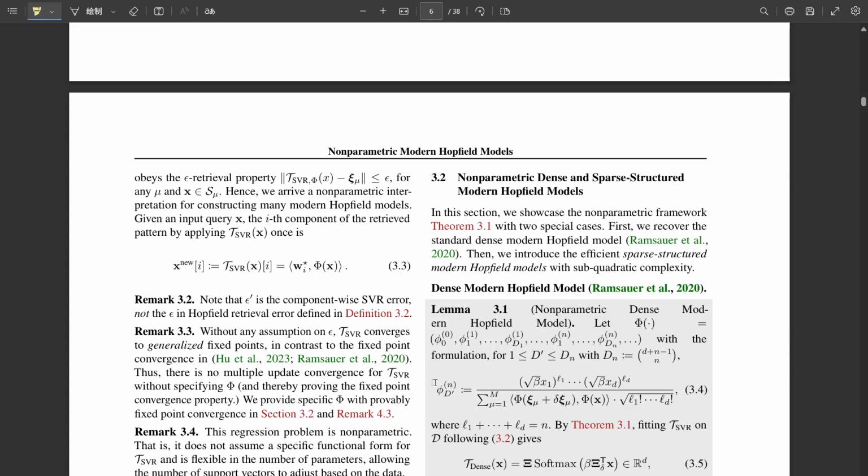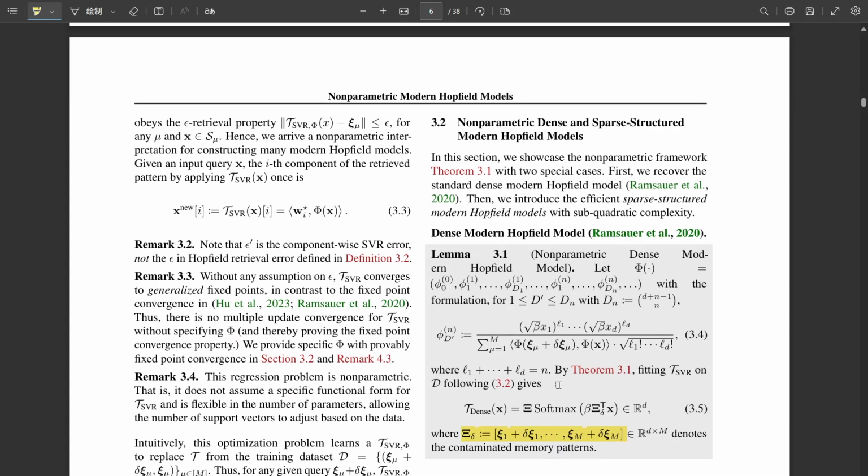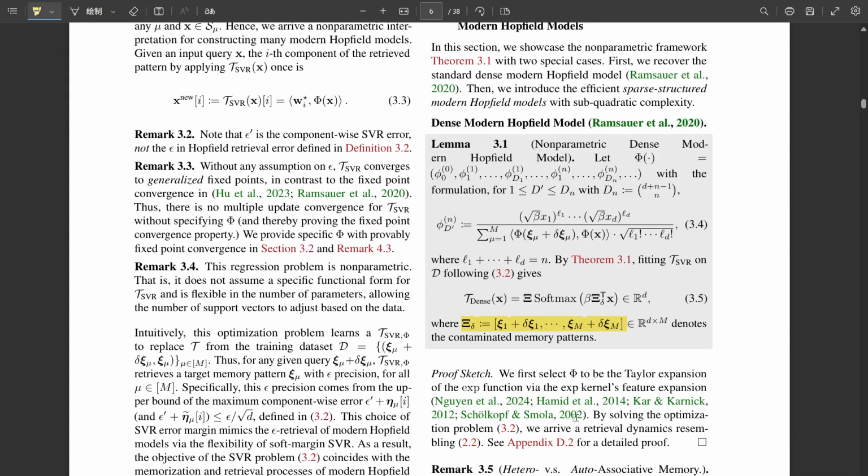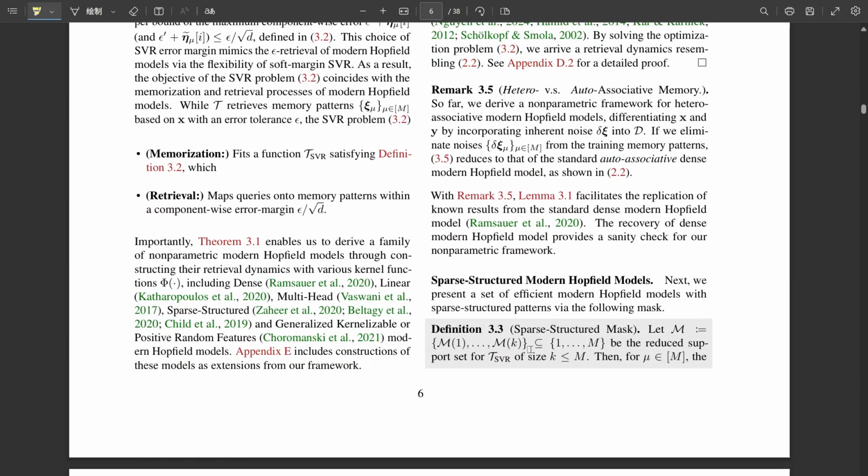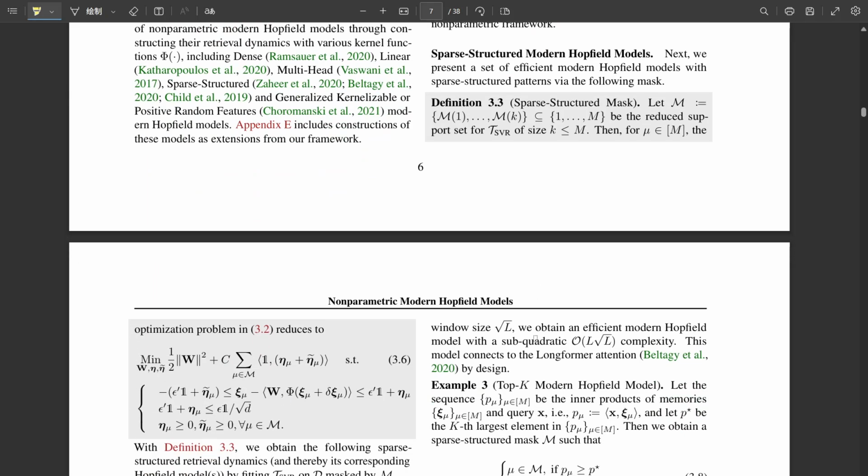Precisely. That's the core idea. Instead of calculating the relationship between the query and every single one of these, say, M memory patterns stored, which is what the dense model effectively does. Right, which gets expensive if M is huge. Right. The sparse model incorporates a mask. It's formally defined in Definition 3.3. And this mask restricts the retrieval calculation to only a specific subset of memories. Let's say a subset of size k, where k is much, much smaller than the total number of memories M.